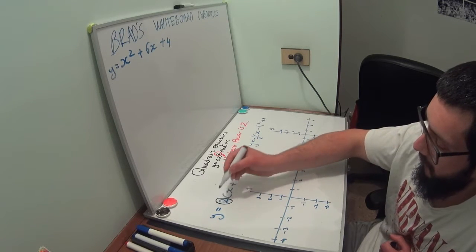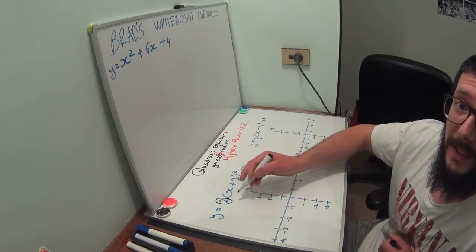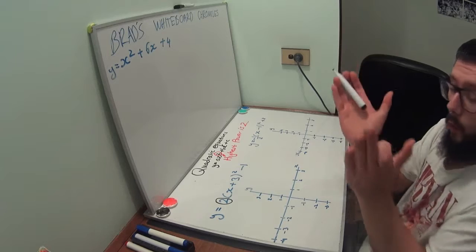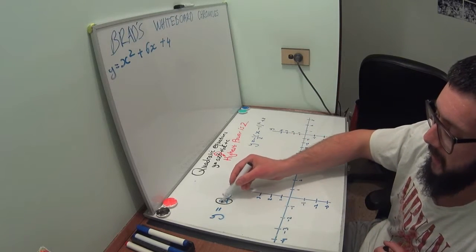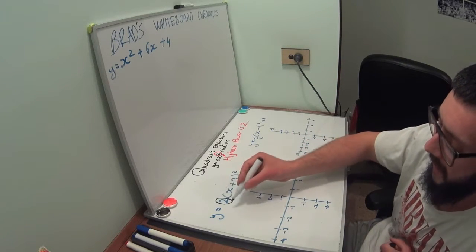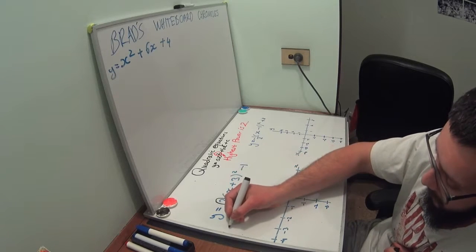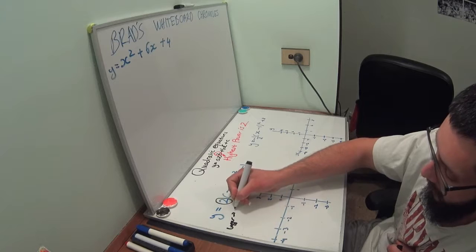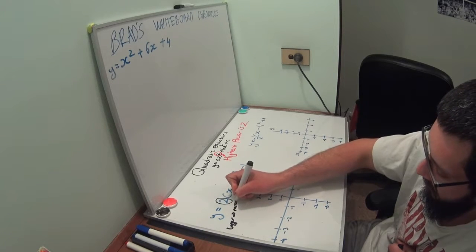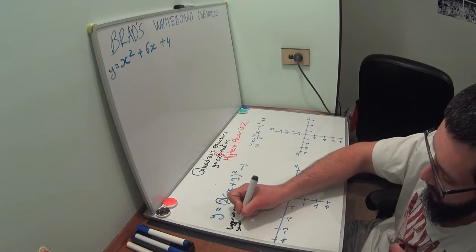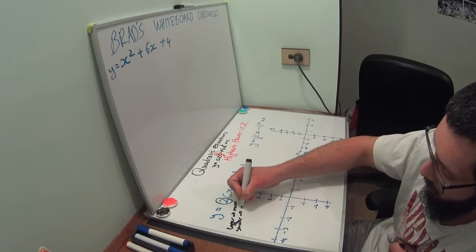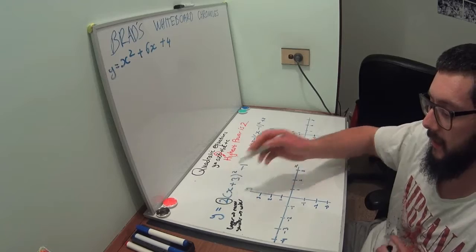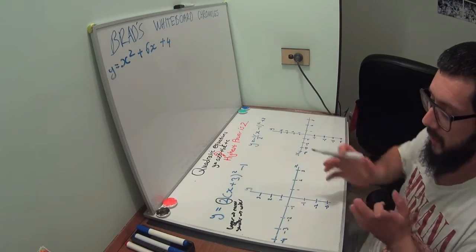The number at the front. This number makes the curve, the parabola, either narrow or wide. So the bigger this number here, the narrower it is. So the bigger, narrow, smaller, wider. So the bigger this number, the narrower the curve, the smaller the number, the wider the curve.